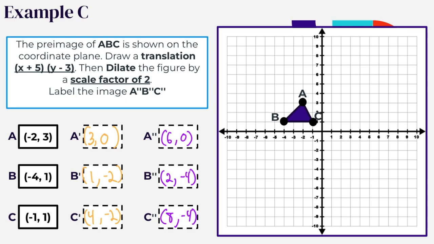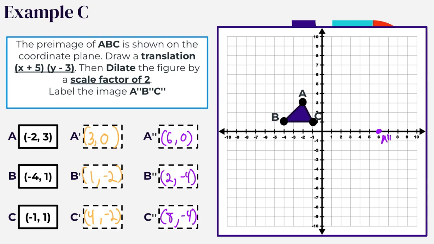Now that we've got our points, we can plot them on the graph. So going over 6 and leaving it at 0 is going to be my A double prime. Then I've got to go over 2 to the right. Oh my, I've gone negative 6. No good. Going to have to fix that. All right, 6 to the right, and then going nowhere. That's my A double prime.